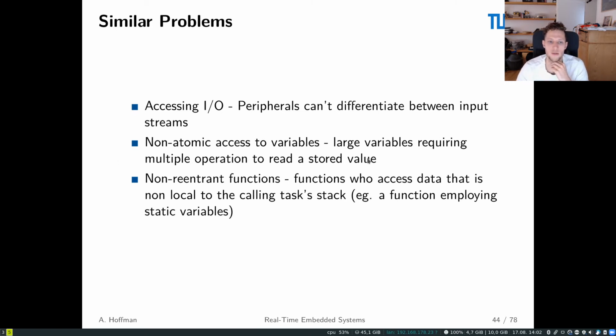Non-atomic access to variables. So this is exactly what we were talking about now. And for instance, non-reentrant functions that use global variables. So you can imagine two tasks are using a global variable. If they use it at the exact same time, then we also have two tasks accessing the same data at the same time, and this is a problem, right?